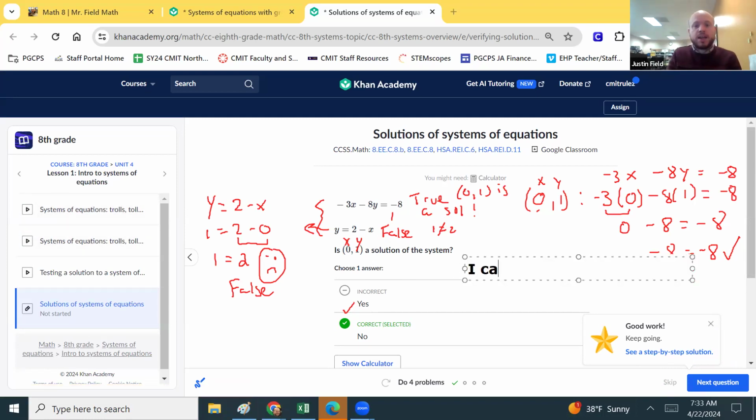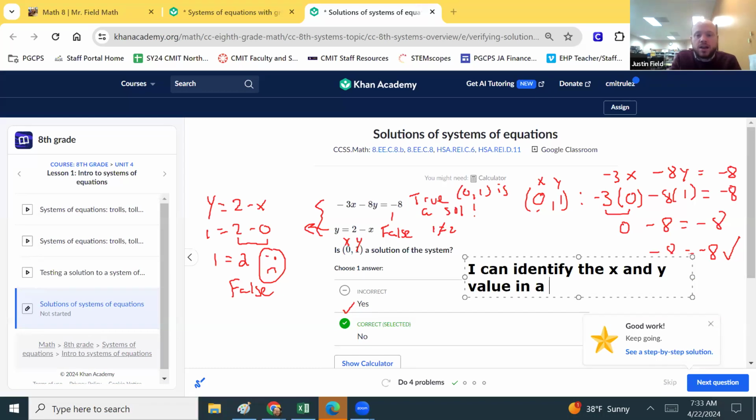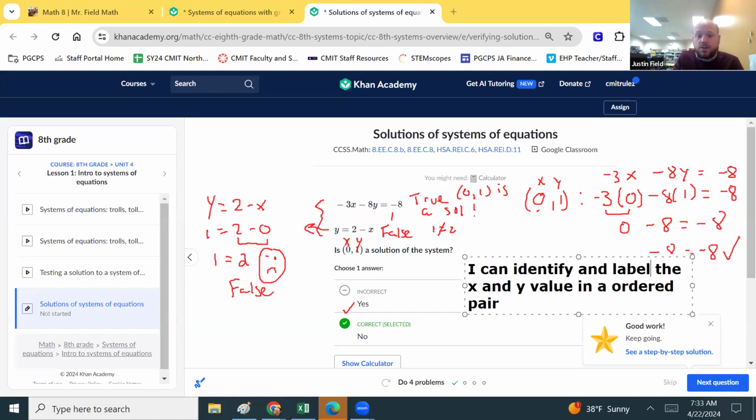So I can identify the X and Y value in an ordered pair. You can't do this problem if you don't know that 0 is the X and 1 is the Y. Okay, so that's the first thing I did. I can identify and label. Okay, so do that first. And then after that, I substitute it.